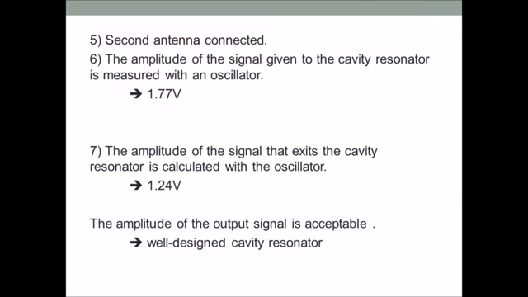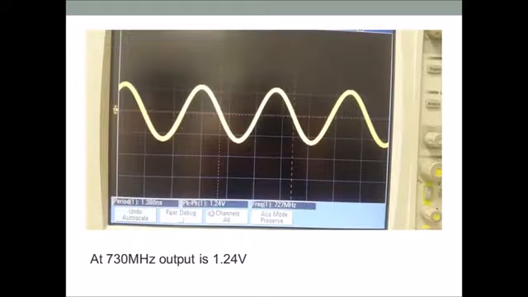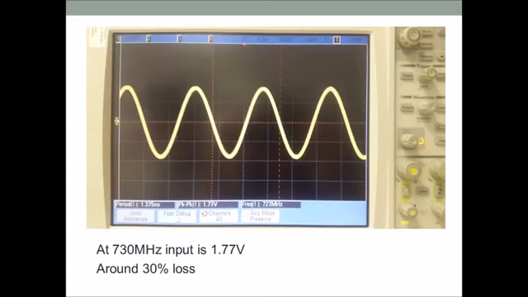After these measurements, we know that the cavity resonator works properly. So then I connected the second antenna to the cavity resonator and the signal generator and measured the output. It was around 1.24 volts. The input was also measured by directly connecting the network analyzer to the signal generator, and it was around 1.77 volts. So there's around 30% loss, which is acceptable.